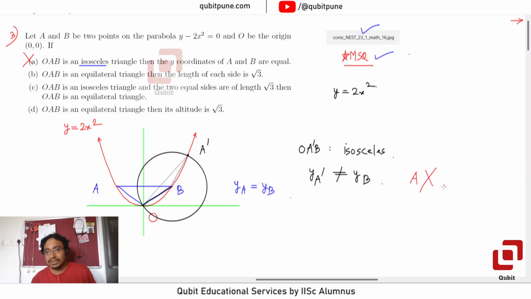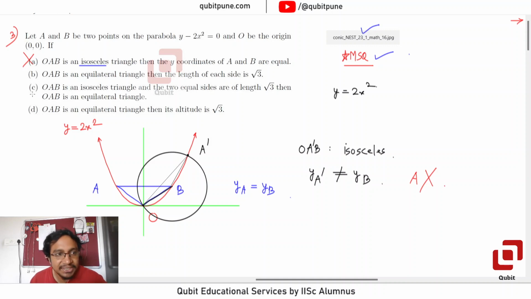Have you understood this? Yes, sir. हाँ, मतलब हो सकता है, नहीं भी हो सकता है. Okay, option A. Go to B now. Triangle OAB is an equilateral triangle, then the length of each side is √3. Okay, length of each side is √3. Now how to handle this situation? Okay, acha, wait.